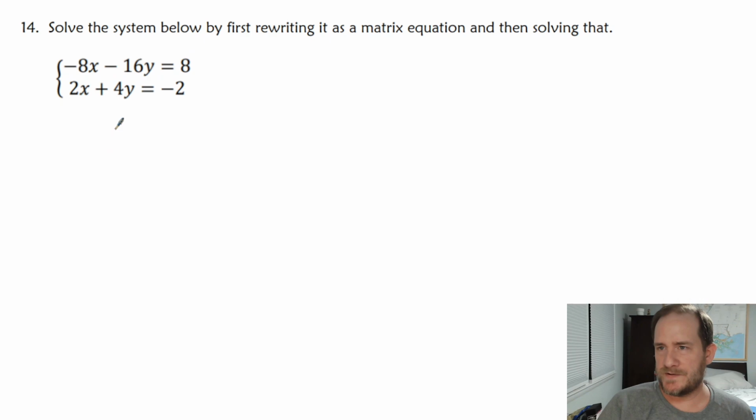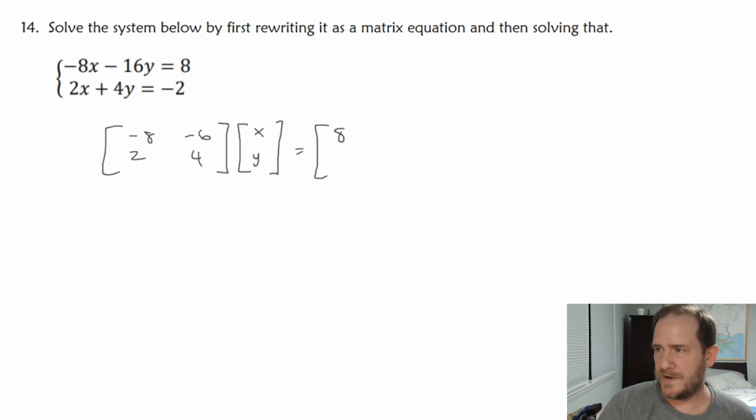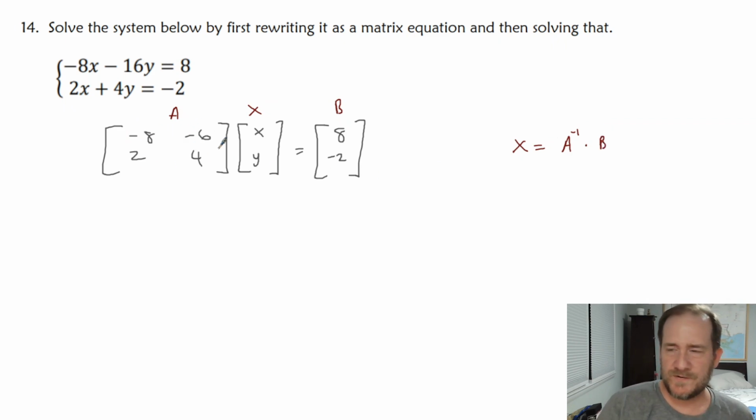If I write this thing as a matrix equation, I would go -8, -6, 2, 4. I would make a matrix containing my variables in a column, so x, y. Then I would set my answers into a column, so 8, -2. Then I would pretend that this was a matrix called A, and this was a matrix called B, this was a matrix called X, and I would say that X is going to be the inverse of A times B. So I need the inverse of matrix A.